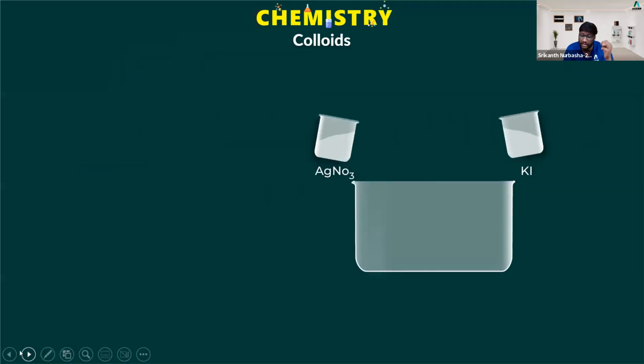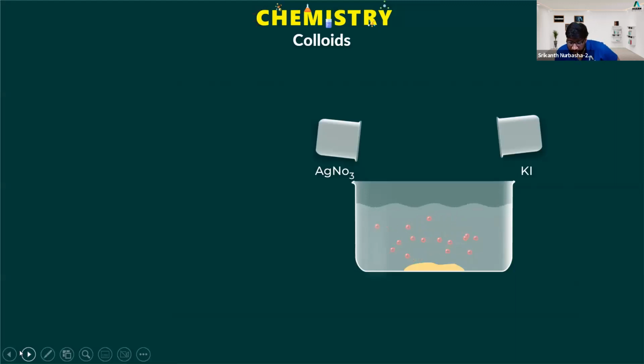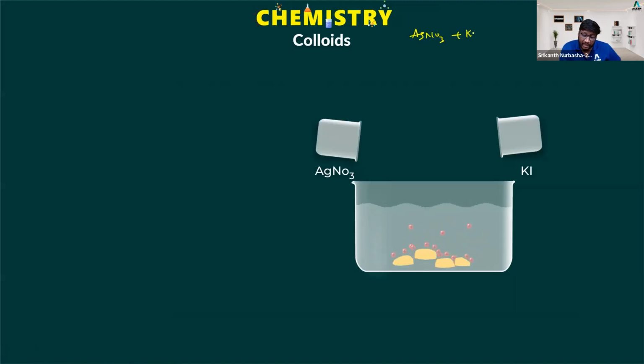Like AgNO3 and KI, if you try to add them, AgI is going to be developed. You can see AgNO3 plus KI gives AgI, along with KNO3. AgI is the precipitate. To this precipitate, you have added some electrolyte. That electrolyte developed charge on the precipitate so that the precipitate is now broken down into colloidal particles.